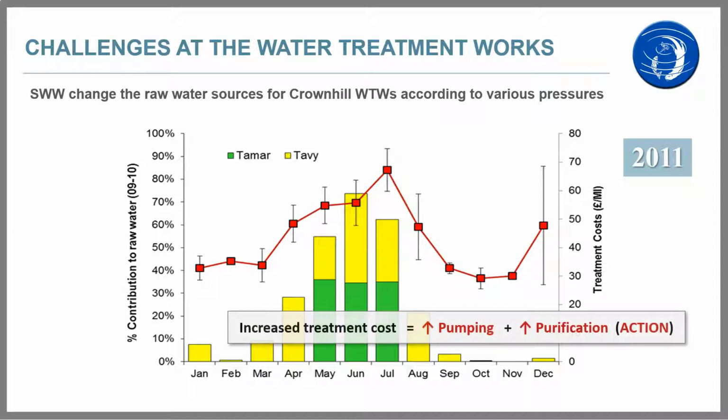So there's a key thing that we learned, that was increased treatment cost is the result of increased pumping costs, but also increased purification costs. So every time South West Water have to take action or change their behaviour in response to raw water challenge, then there is a cost implication and a risk implication for them.